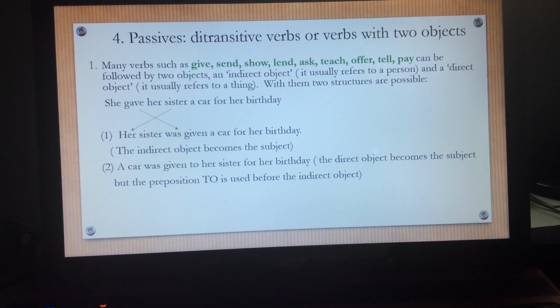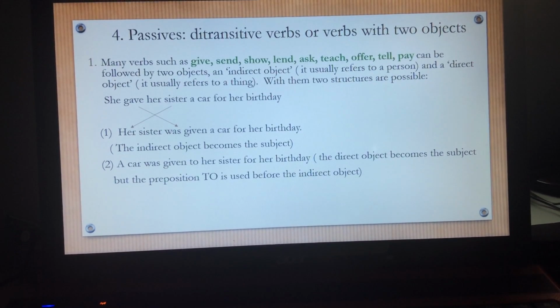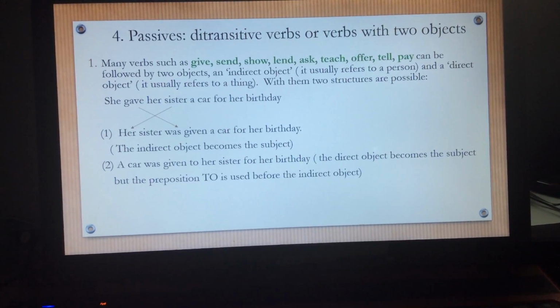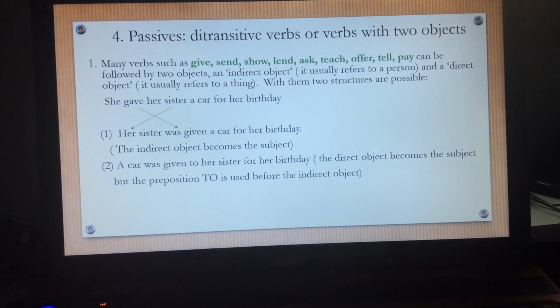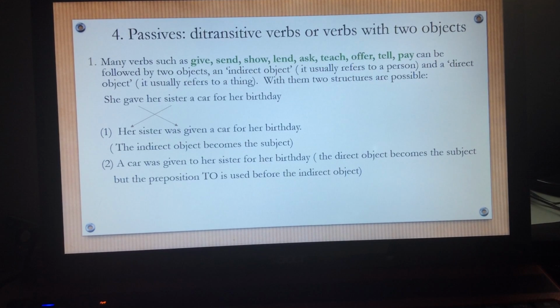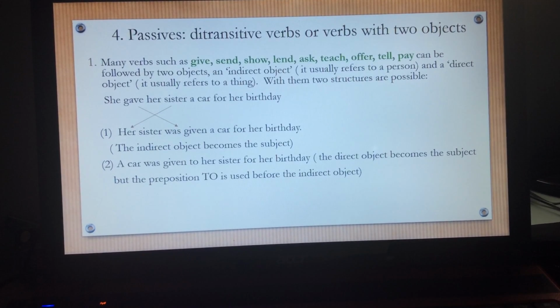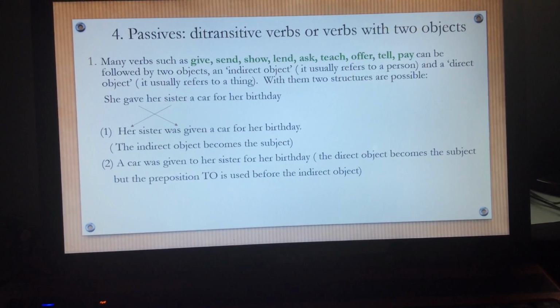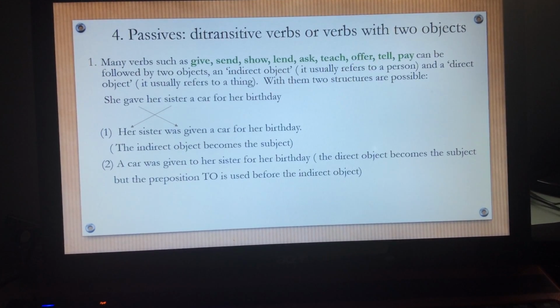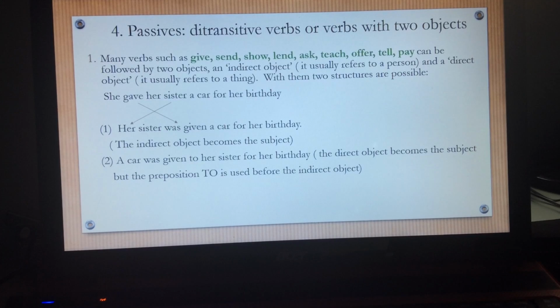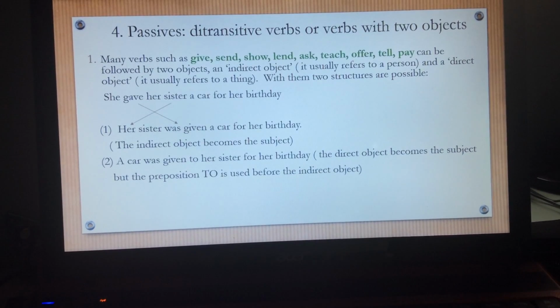What is the explanation for these two possible structures? Many verbs such as give, send, show, lend, ask, teach, offer, owe, or pay can be followed by two objects. An indirect object that usually refers to a person, and a direct object which usually refers to a thing. You always say give something to somebody or give somebody something. Send something to somebody or send somebody something. So with these two structures, we have two possible passives.